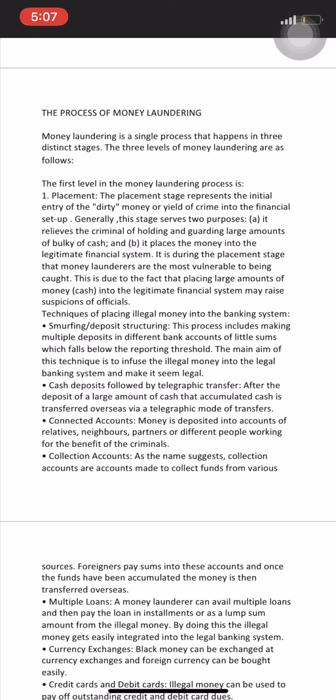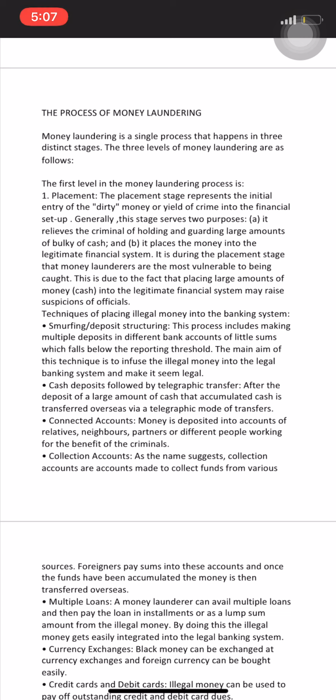It is during the placement stage that the money launderers are the most vulnerable to being caught. This is due to the fact that placing a large amount of money, that is cash, into a legitimate financial system may raise suspicion of officials. Techniques of placing illegal money into the banking system. So every step has some techniques.